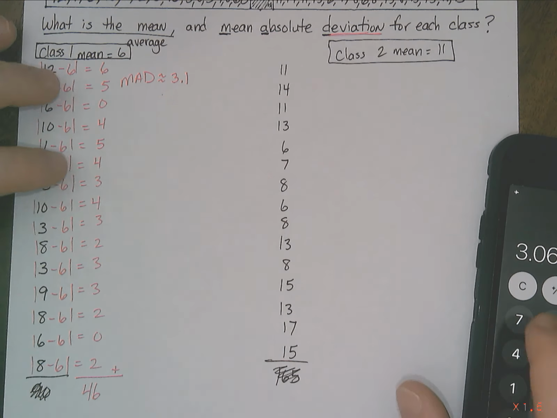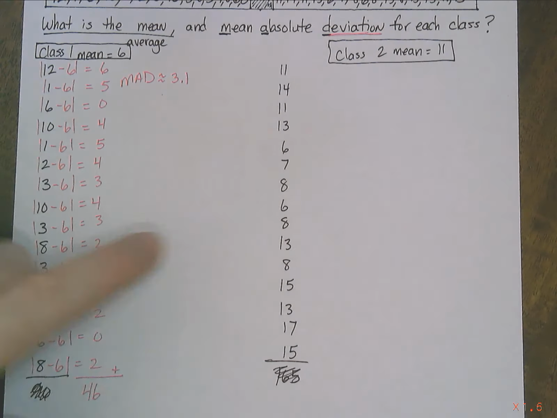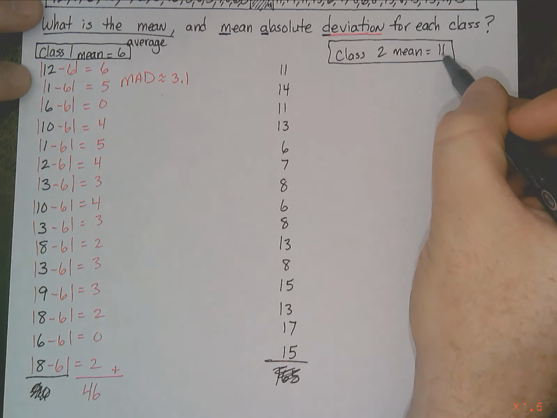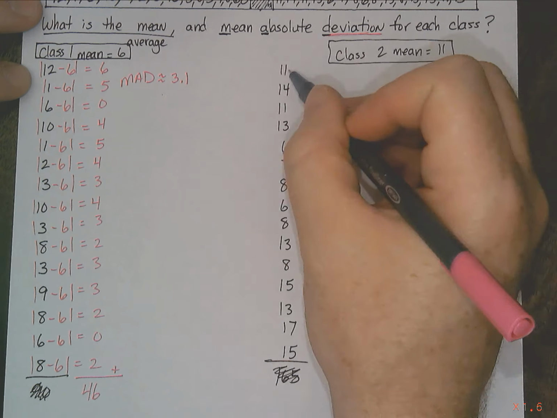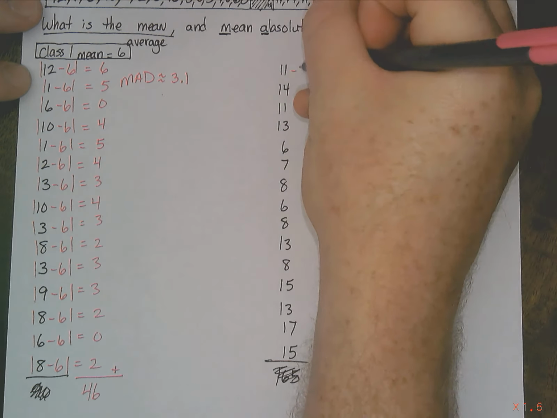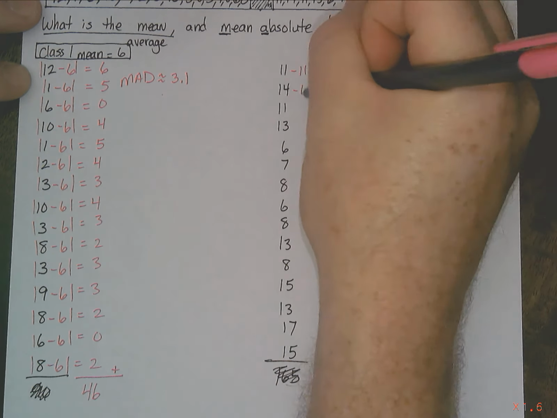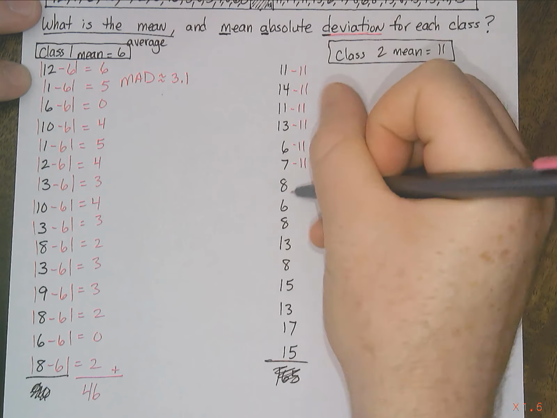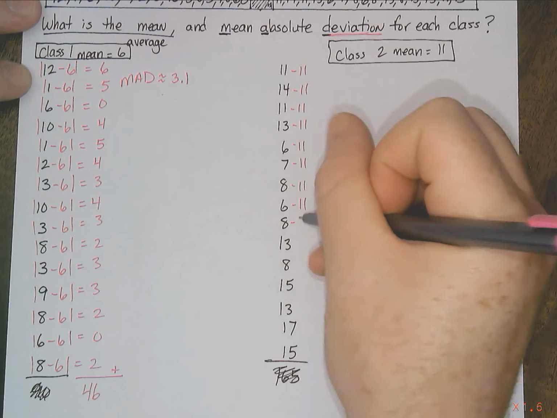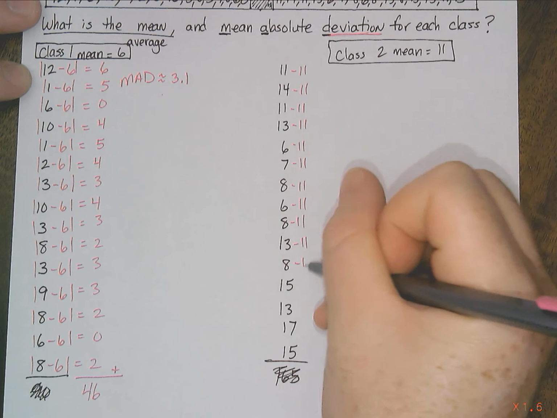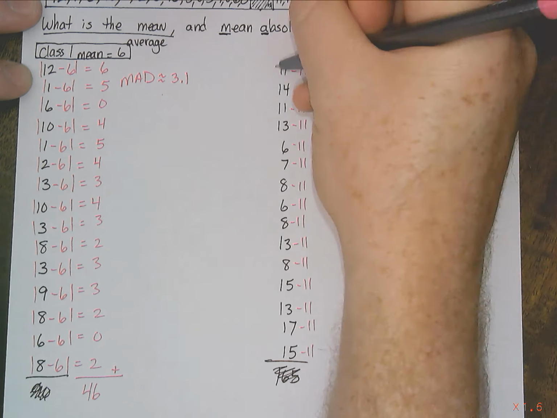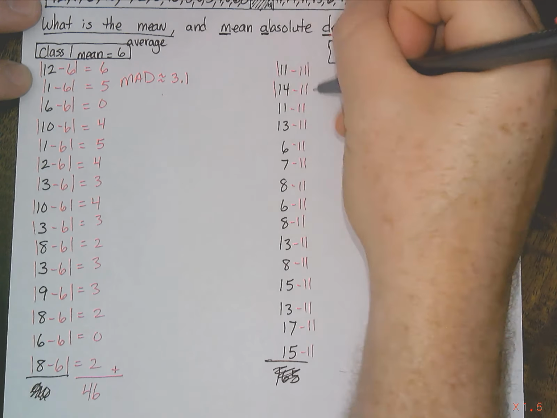Now we're going to do the same thing for this one, except we're not going to subtract 6 from each one. We're going to subtract 11. We're going to find out the difference between each number and 11, because this is a different class. They had a different average, a different mean. So you do the same thing here. And I'm putting the absolute value brackets over there.